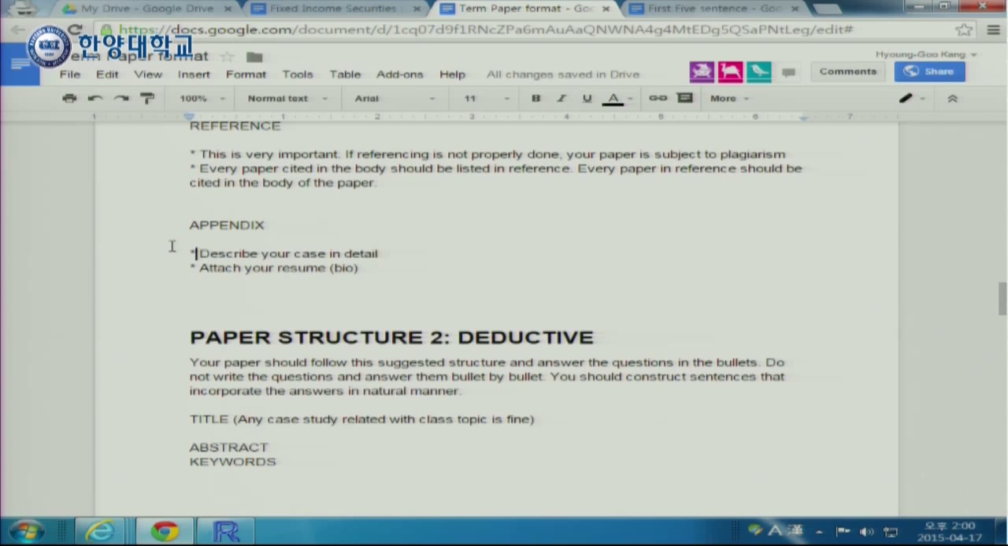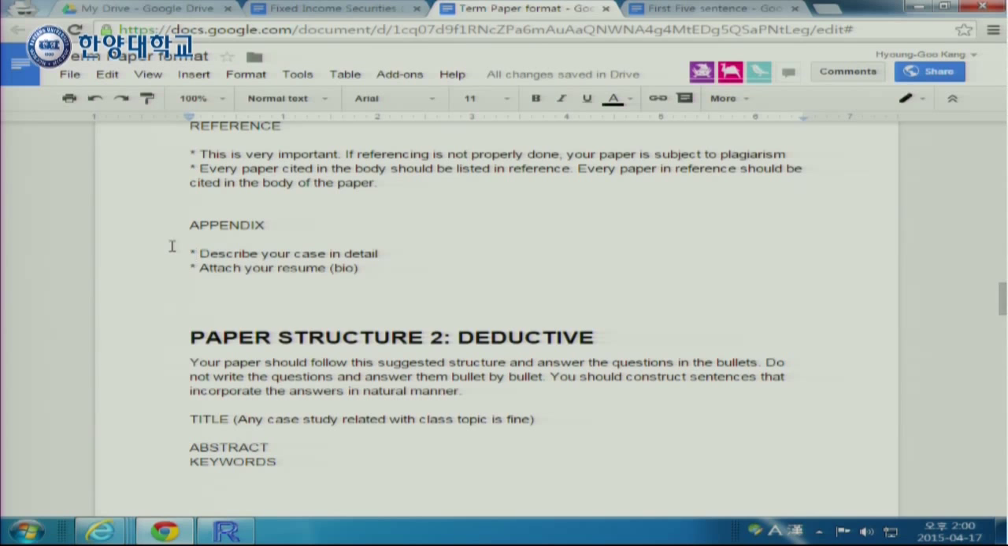Second, in some academic journals, they want you to provide your biography. And I don't want you to write down a biography. That is too much. So just write down your resume. Copy and paste your resume. 이력서. Something like that, okay? So this is the inductive method of writing, starting from phenomenon. Any question?